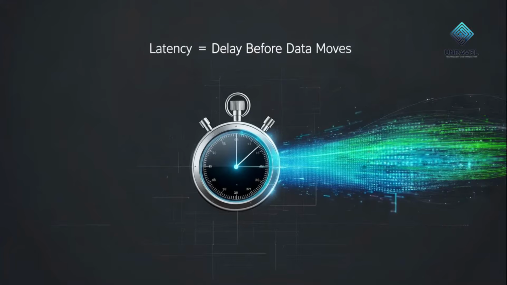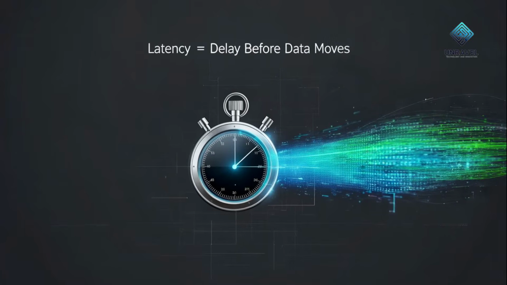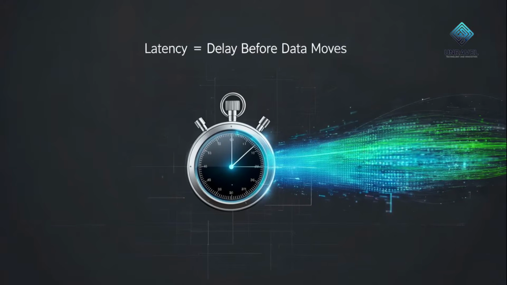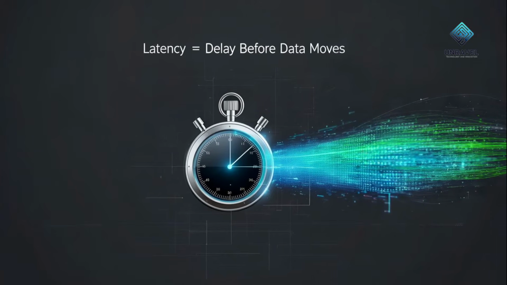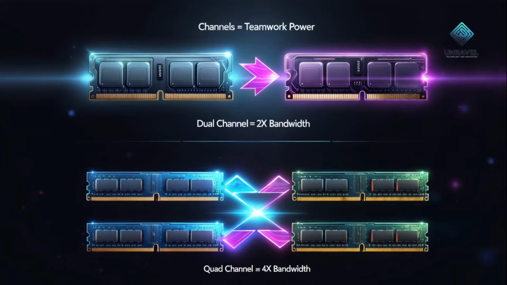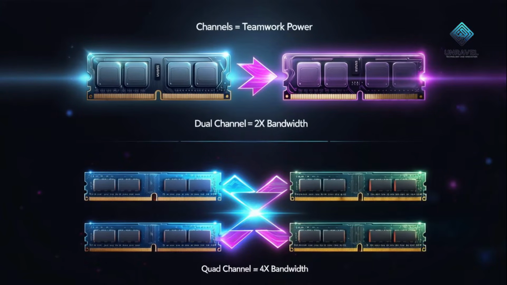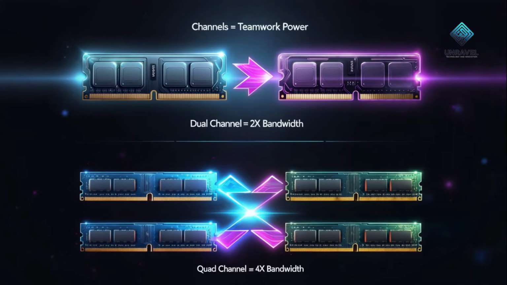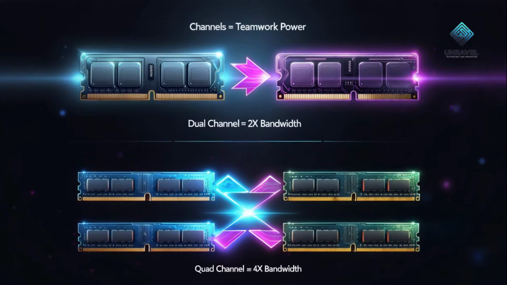Latency. This is the delay before data starts moving. Lower latency equals snappier performance. It's less obvious than capacity or speed, but still matters in fine-tuning performance. Channels, dual-channel or quad-channel setups, let RAM modules work together in parallel, doubling or even quadrupling the available bandwidth.